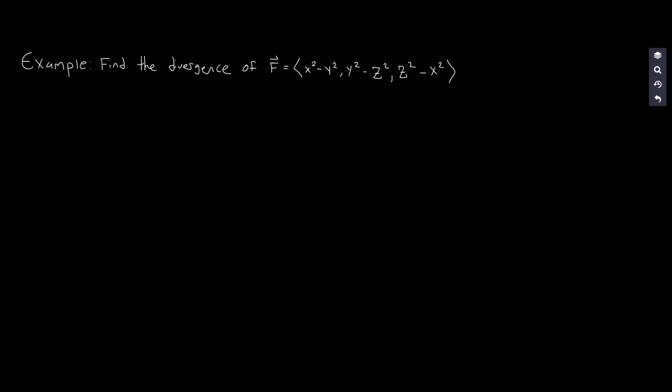All right, here's an example, and this prompts us to find the divergence of vector F, with its x component equaling x squared minus y squared, its y component equaling y squared minus z squared, and its z component equaling z squared minus x squared.